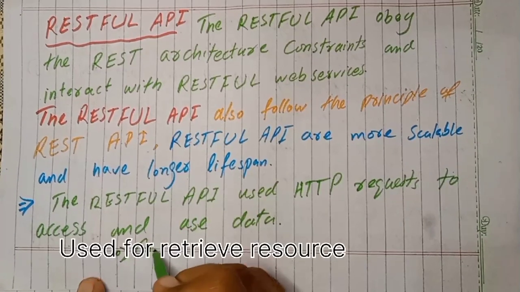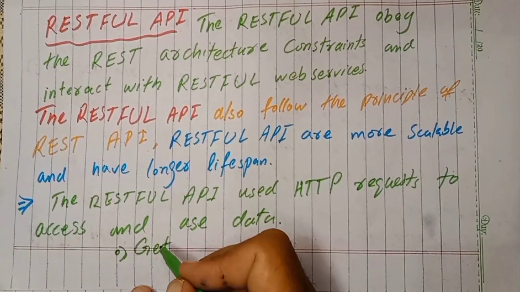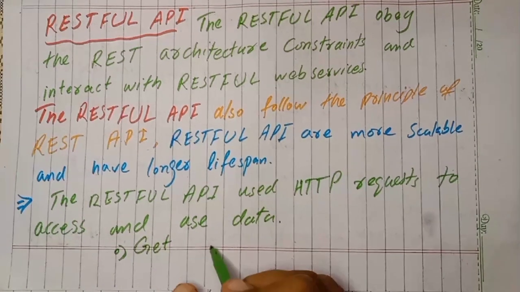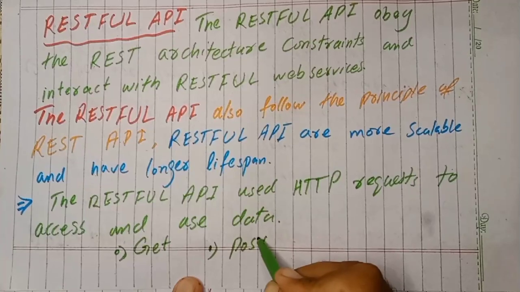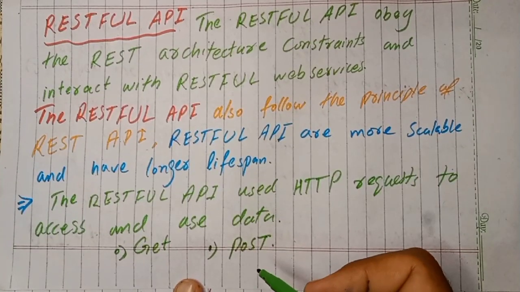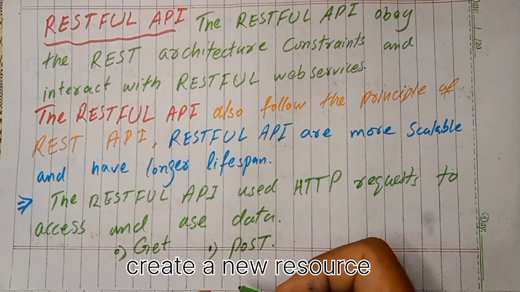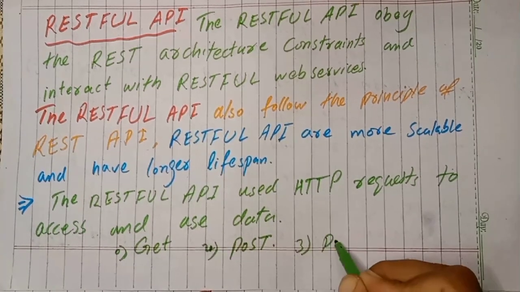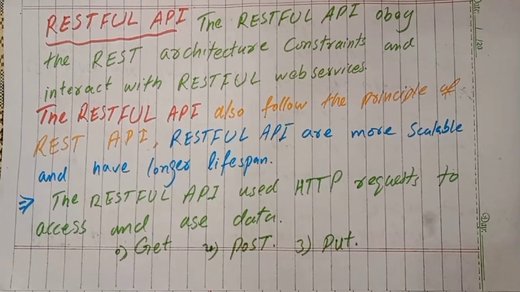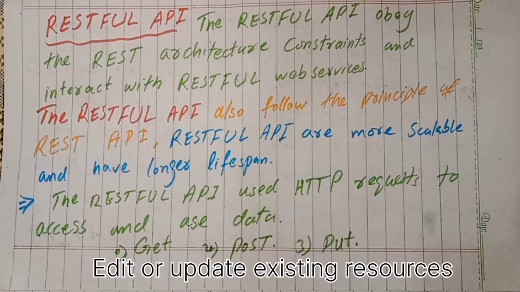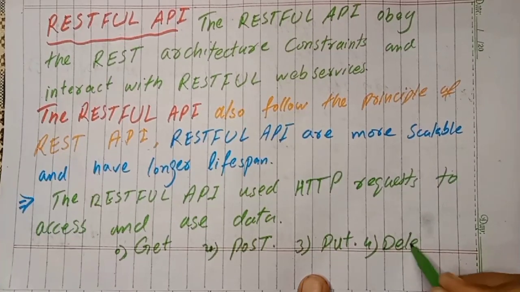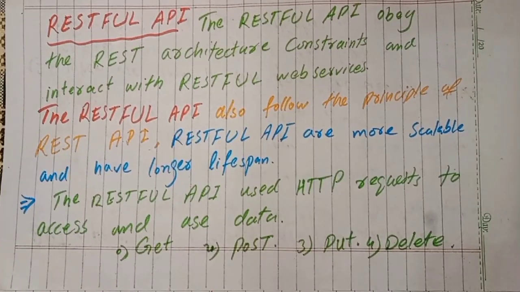Number one is GET, to retrieve data, to retrieve a resource. Number two, POST, to create a new resource. Number three, PUT, used to edit or update an existing resource. Number four, DELETE, to delete resources.